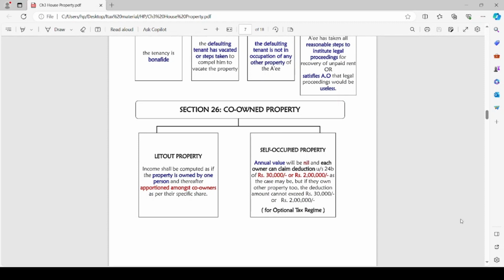Coming to B, even B can claim the deduction of 30,000 in case of RRR and 2 lakh in case of A and C. But if they own other property too, in such a case, the maximum amount of deduction under section 24B should not exceed either 30,000 or 2 lakh individually. This is for optional tax regime, self-occupied property and co-owned property.